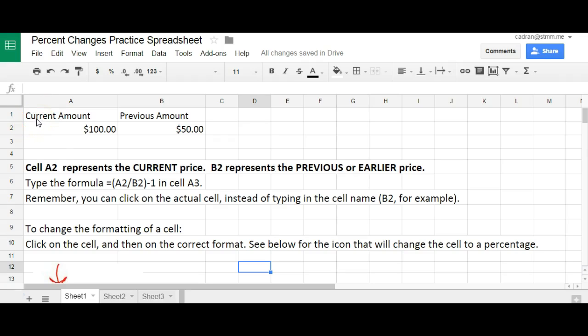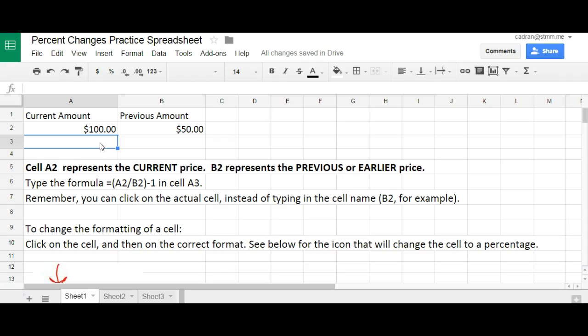Let's say that in columns A and B, we have dollar amounts that represent a bank account. The current amount in my bank account is $100. Previously, I had $50. I need to figure out what the percent change of these two amounts is. I'm going to put that information here in cell A3.